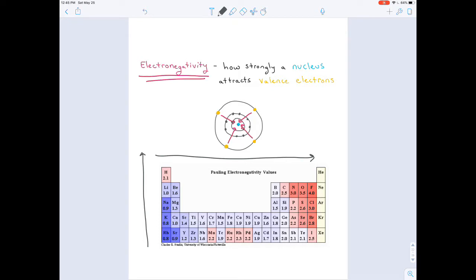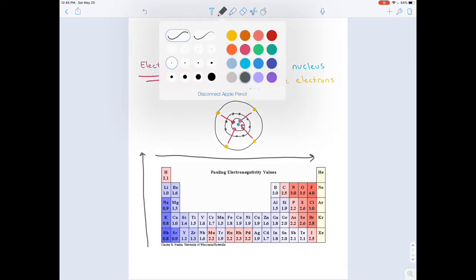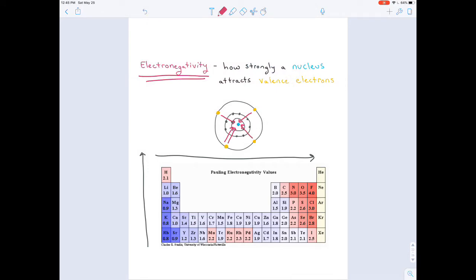Here's a periodic table that gives you numbers for how strong the electronegativity is. The larger the number, the stronger the electronegativity. In other words, the more the nucleus will attract those valence electrons. So in the top right, you have the most electronegative elements: nitrogen, oxygen, fluorine, and chlorine. Notice, if you were looking at the numbers, those would be the only elements on the periodic table that have numbers that are 3 or higher. So the nuclei in those atoms are really going to attract valence electrons.